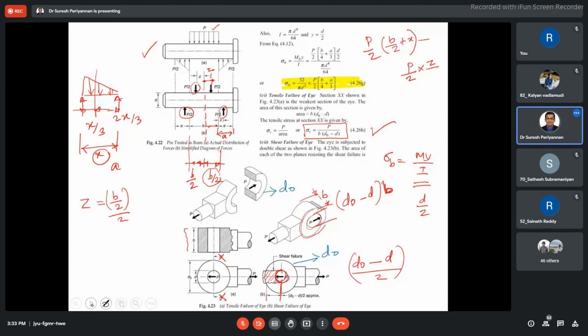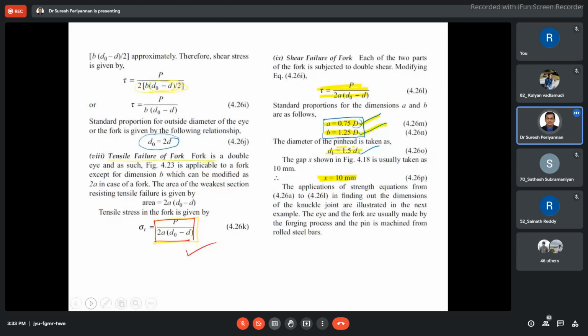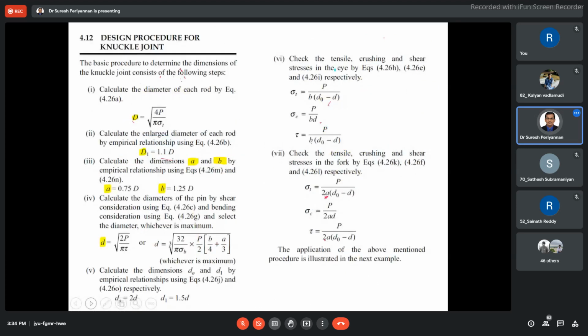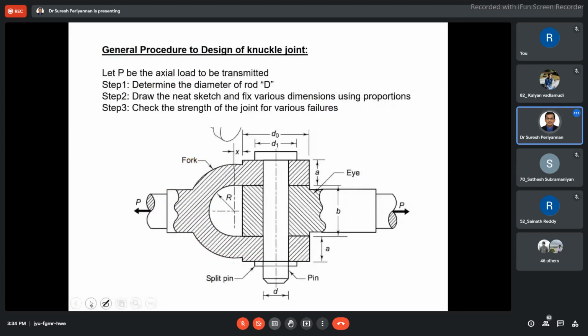Okay. Now these are the things we discussed actually now also. Now we move to the steps to be followed with the problem. This is a thing I forgot to say yesterday. This is a general procedure to design the knuckle joint. Let P be the axial force transmitted. We should know how much force is going to be transmitted. Step 1, determine the diameter of the rod. Step 2, draw a neat sketch and fix the various dimensions using the proportions.